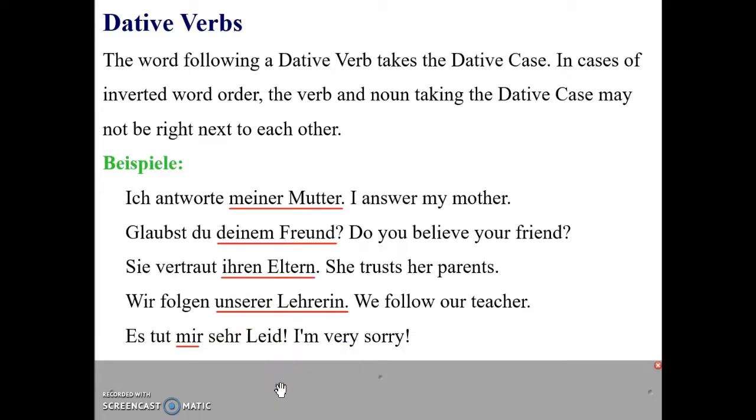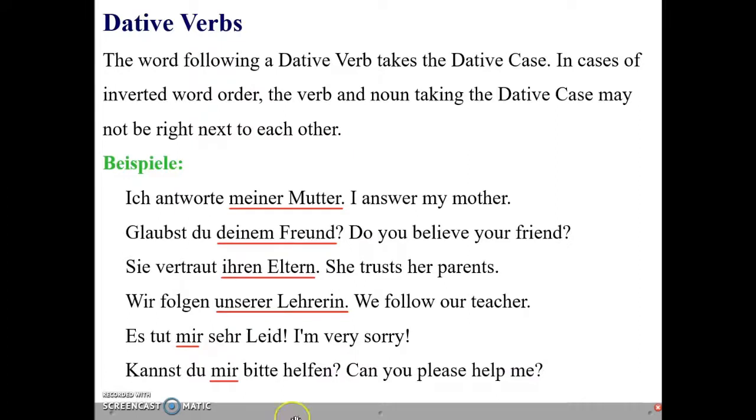Es tut mir sehr leid. I am very sorry. Tun being a dative verb, followed by that dative element, mir. Kannst du mir bitte helfen? Can you please help me? Helfen is a dative verb.